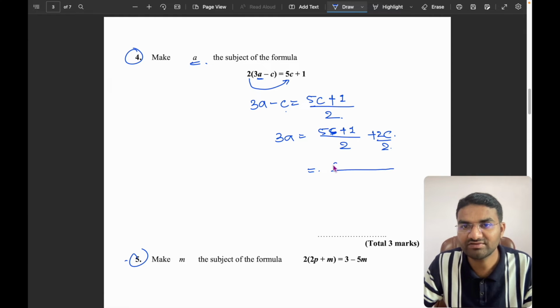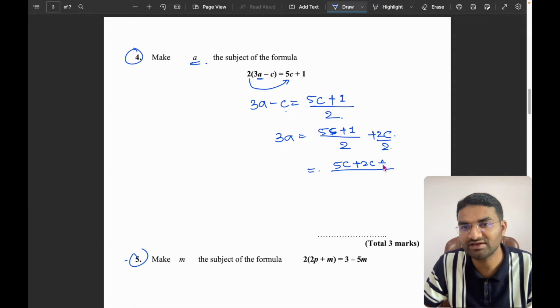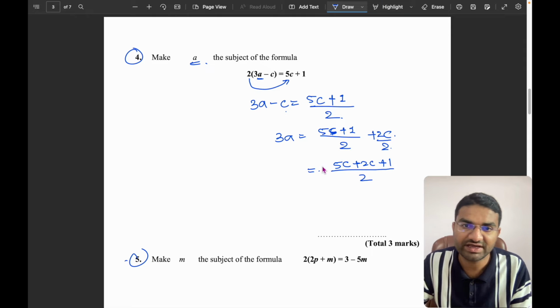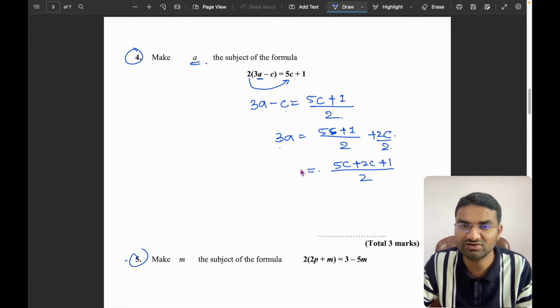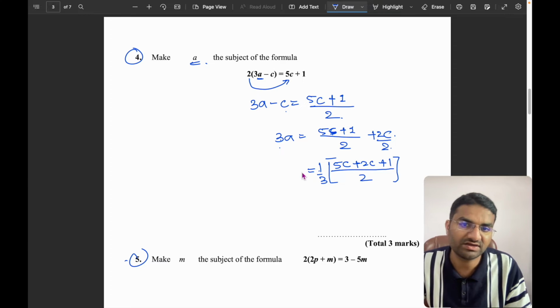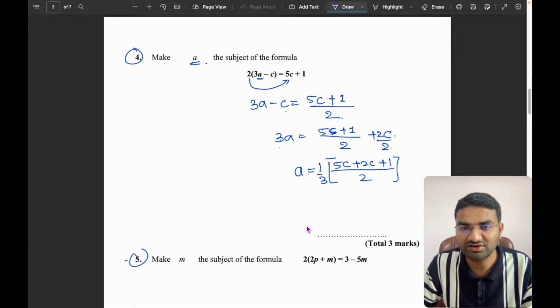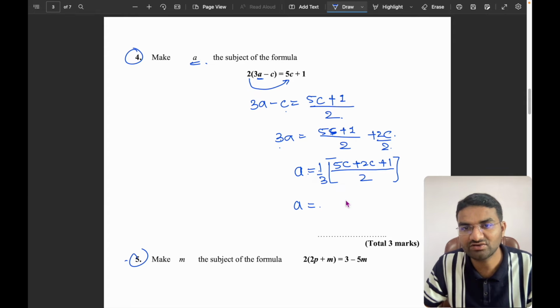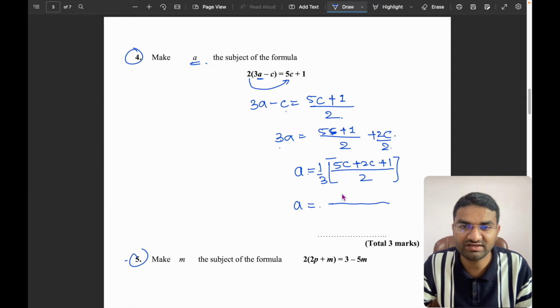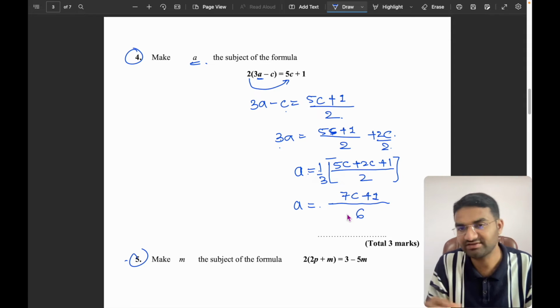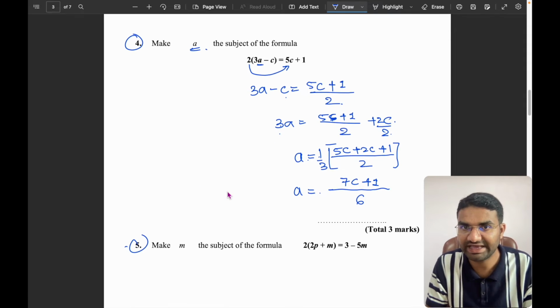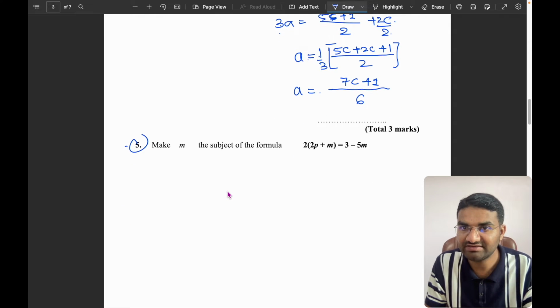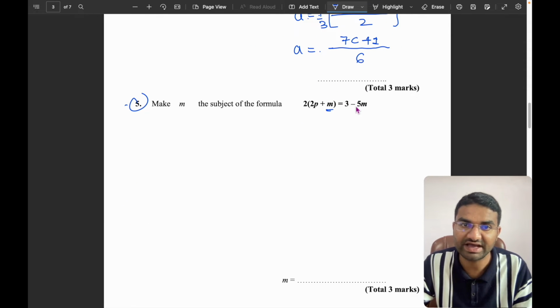So it will be 5C plus 2C plus 1 divided by 2, and even take this 3 to the right hand side. It will be 1 upon 3 whole bracket is A. Okay, so your answer will be A is equal to 5C plus 2C is 7C plus 1 divided by 6. That's it. Okay, that's A. Fine.